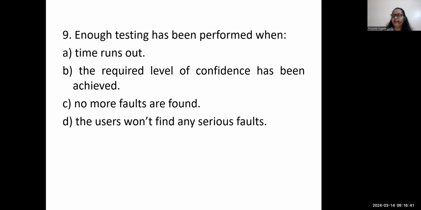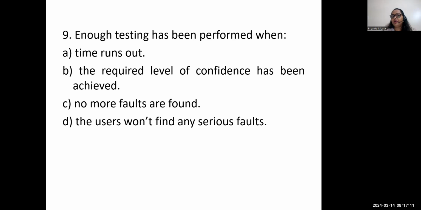Again, the related answer you need to provide. Think. Enough testing has been performed when time runs out or the required level of confidence has been achieved, and/or there might be a possibility that no more faults are found, or the user won't find any serious bug or serious fault, right? So the correct answer is yes, absolutely option B. The required level of confidence has been achieved, definitely we can stop the testing.